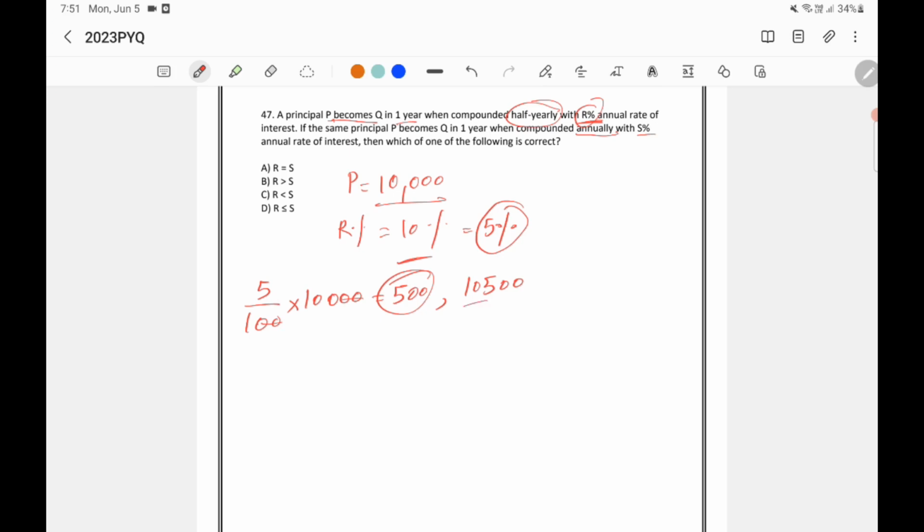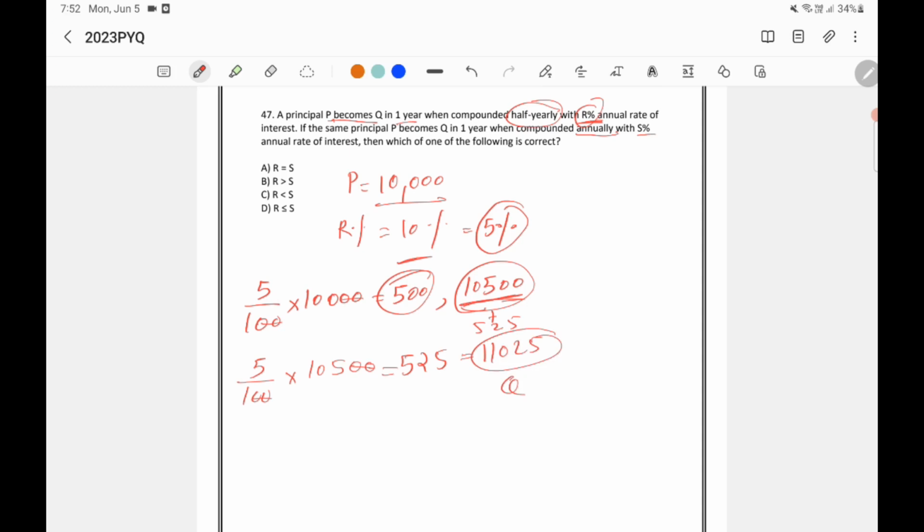Now again after 6 months, again there will be 5% increase. So now we need to consider this amount for calculating the interest. So that is 5 by 100 into 10,500. So 5 into 105 is 525. So it was the amount after 6 months. Now it becomes this plus 525, so the amount is 11025. So this is Q. So in the first case, after 1 year, Q is 11025.